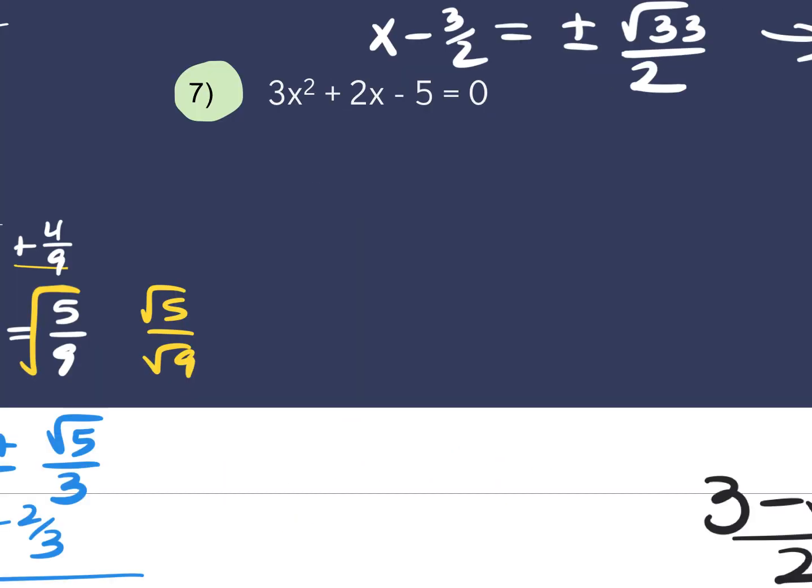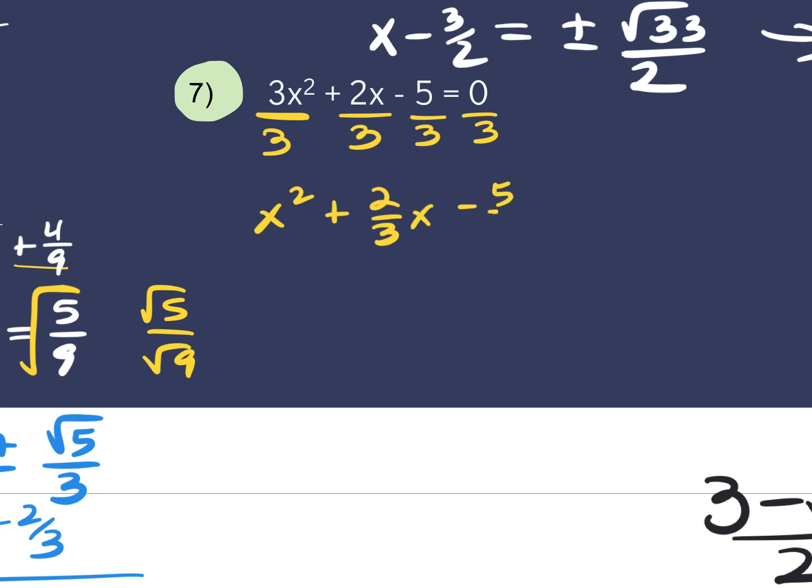Okay, so for number 7, now, step number 1, when you're completing the square, is first just make sure it's in standard form. Then the next thing you're looking at is to make sure that this number in front of x squared is a 1. It's not. So I need to divide all of my terms here by 3, and then I'm left with x squared plus 2/3 x minus 5/3 equals 0.